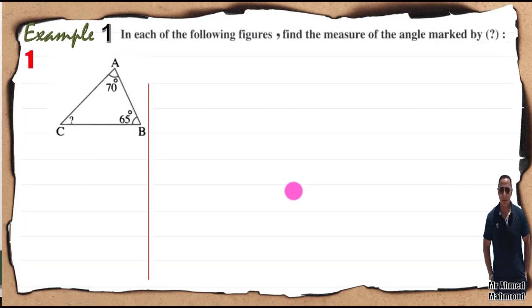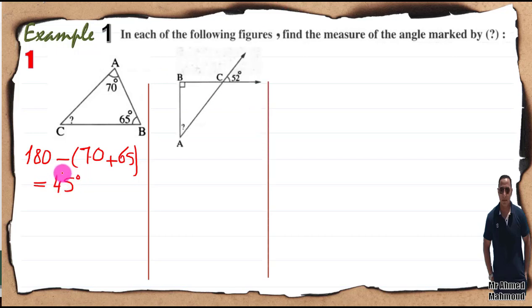Number one: find, in each of the following figures, the measure of the question mark angle. First, angle C. I will not use a proof here, I'm just going to solve by numbers. Measure of angle C equals 180 minus open brackets 70 plus 65, which is equal to 45 degrees. The other one, this triangle, has an angle outside the triangle; I can reflect this angle inside the triangle by vertically opposite angles.